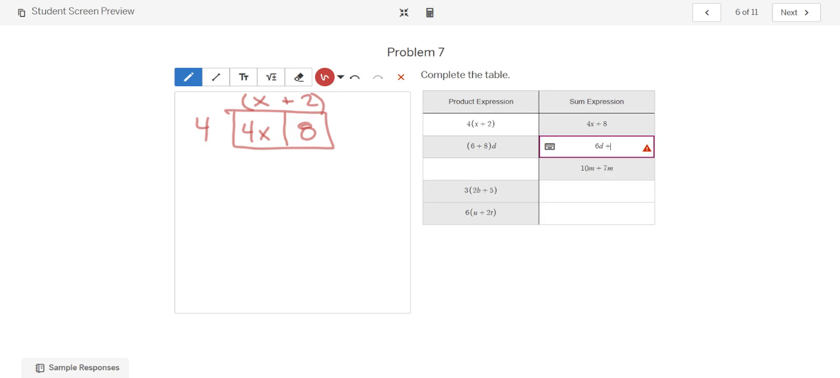6d plus 8d. So that's a sum. I need to write it as a sum. Like this one, I can't just write 17m. I'm going to write m times 10 plus 7. Right here, I get 6b plus 15. And right here, 6u plus 12t. Next.